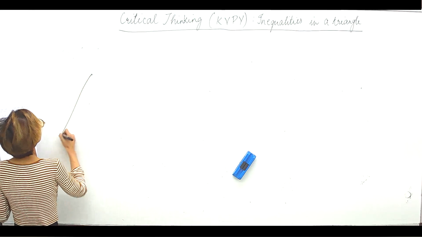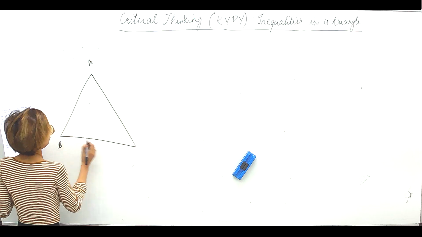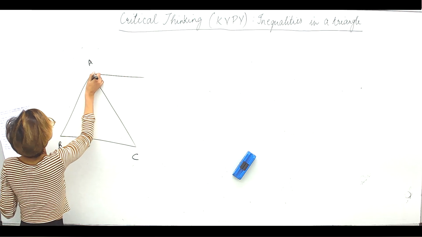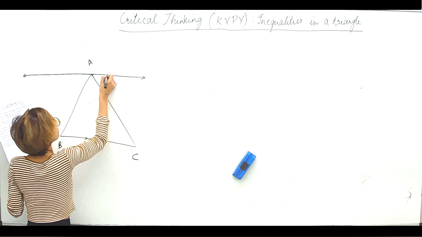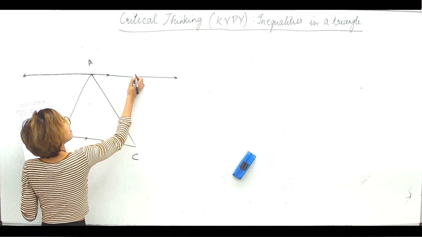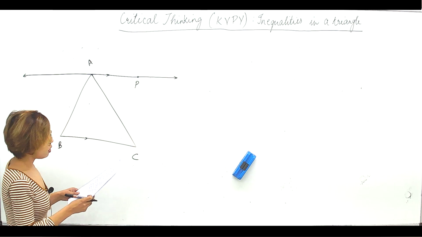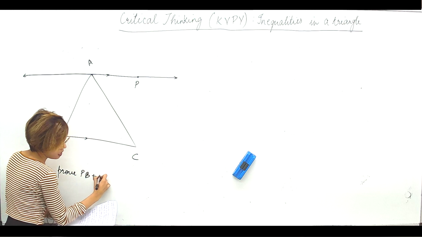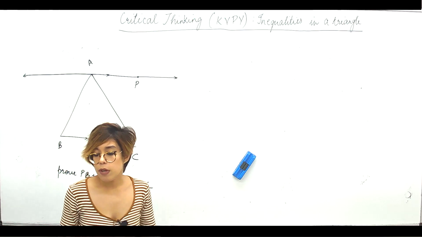So isosceles triangle ABC. A, B, C. Now through A, I have a line parallel to BC. So this is a line parallel to BC. Right? Now I need to locate the point. If P is any point on this line. Okay. You need to prove PB plus PC is greater than AB plus AC. You need to prove this.